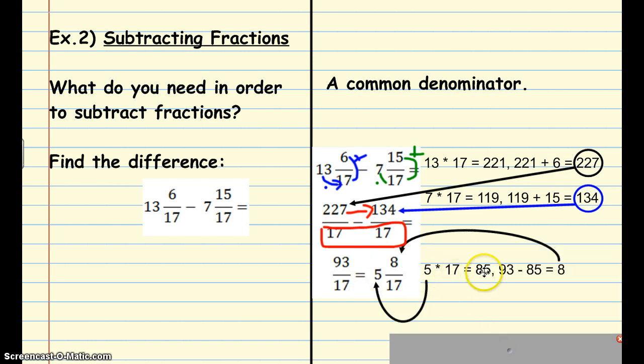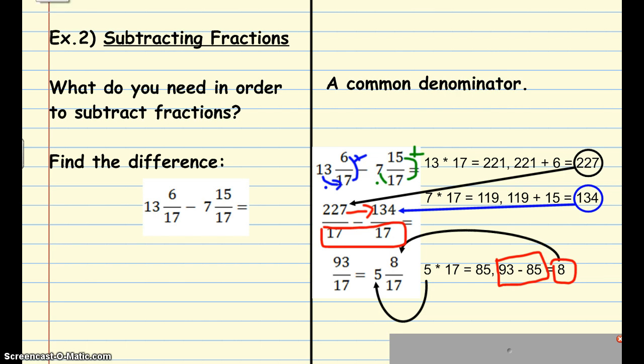5 times 17 gives me 85. So then what I have to do is 93 minus 85. Again, the 93 comes from our numerator. 85 gives us the total of 5 groupings, and that gives us the remainder of 8. And so 8 becomes the new numerator. So our answer when we subtract these two fractions is 5 and 8/17.